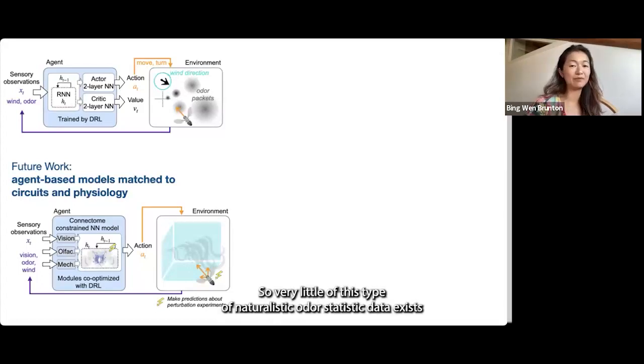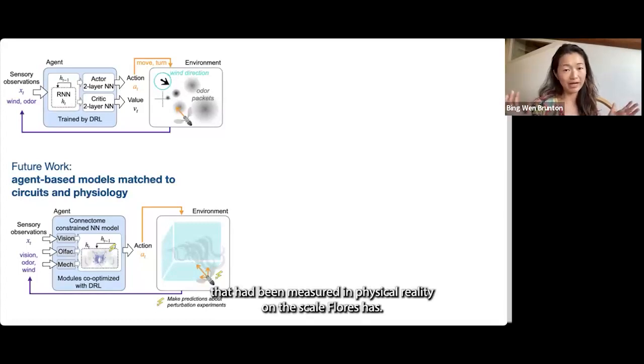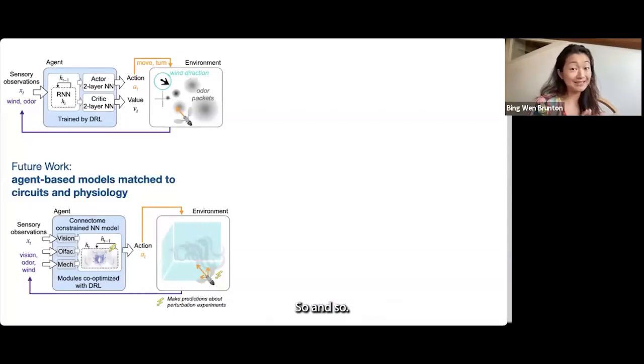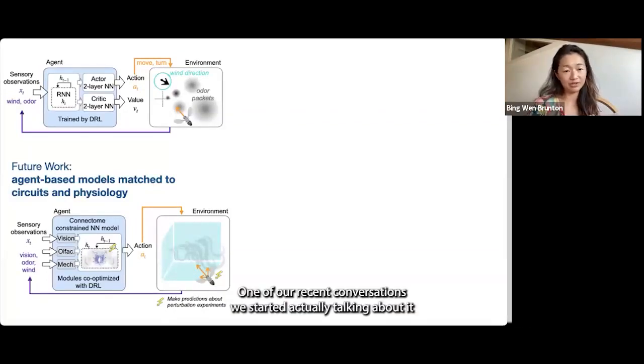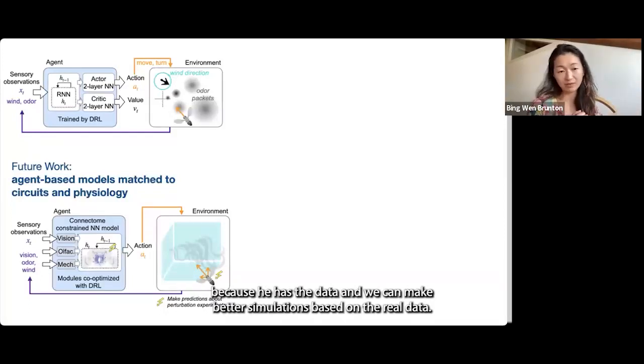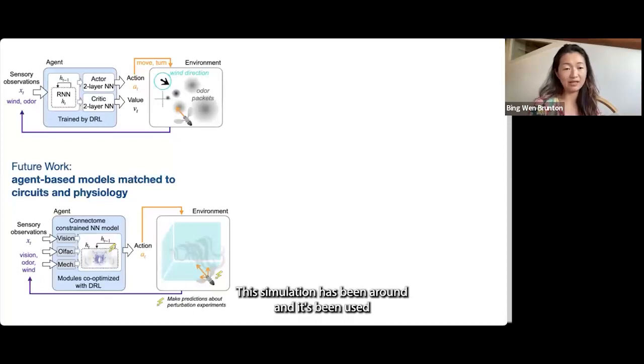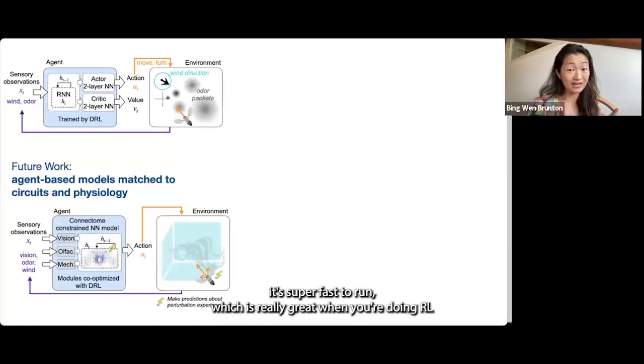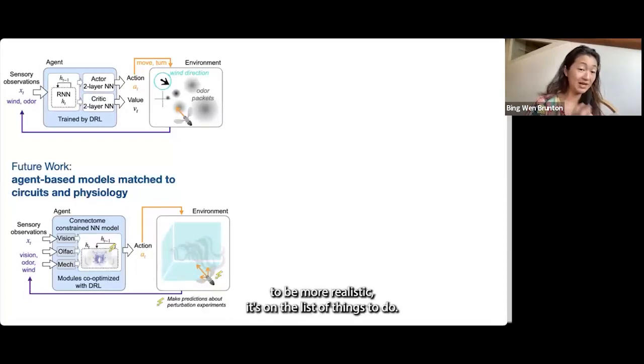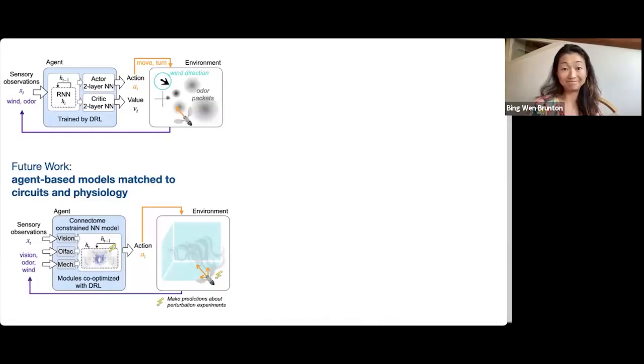Very little of this type of naturalistic odor statistic data exists that has been measured in physical reality on this scale. Flores has some. And so in one of our recent conversations, we started talking about it, because he has this data and we can make better simulations based on the real data. This simulation's been around and it's been used in this context for a while just because it's super duper simple. It's super fast to run, which is really great when you're doing RL because you need to run it a lot of different times, right? Updating the plume simulation to be more realistic is on the list of things to do. I will attempt it once we have larger computers.